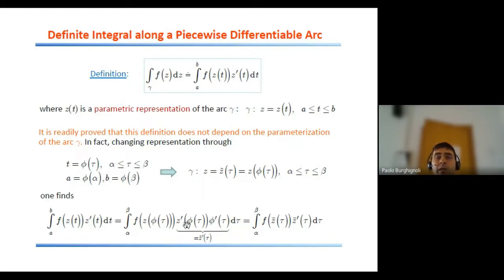Now, look at those derivatives, z prime and phi prime, by the rule for differentiating a function of a function. What you get is nothing but the first derivative of the z tilde function as a function of tau. So you can more compactly write the second integral at the bottom. As you can see on the right, there is an integral from alpha to beta.